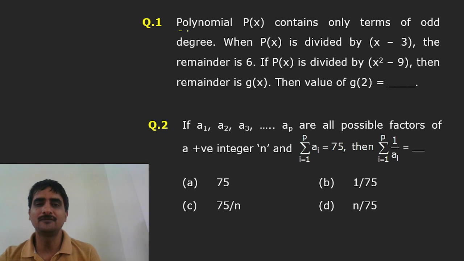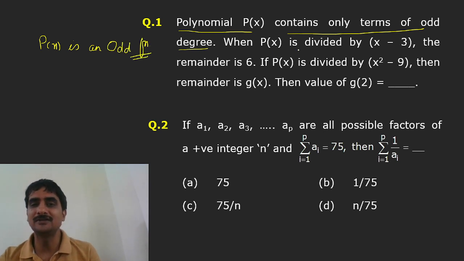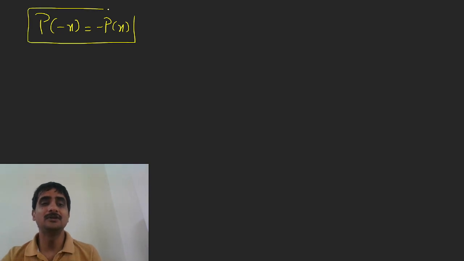It's given that p of x is a polynomial which contains only terms of odd degree. What does that mean? That means p of x is an odd function. All of you agree with that? So that means p of minus x should be minus times p of x. So it's a polynomial with only odd degree terms. That means it has to be an odd function.